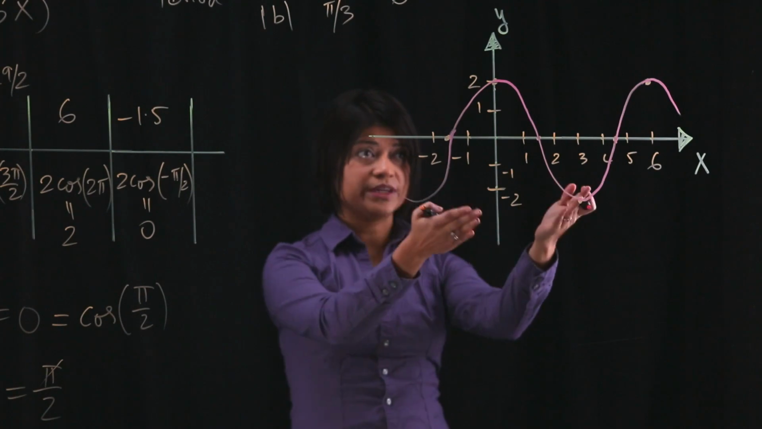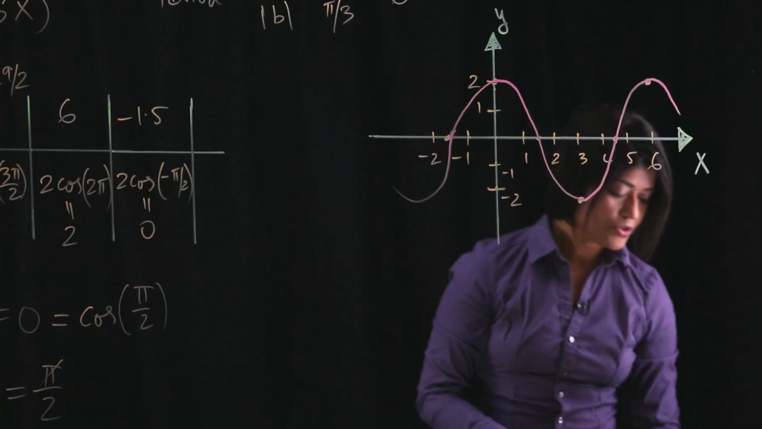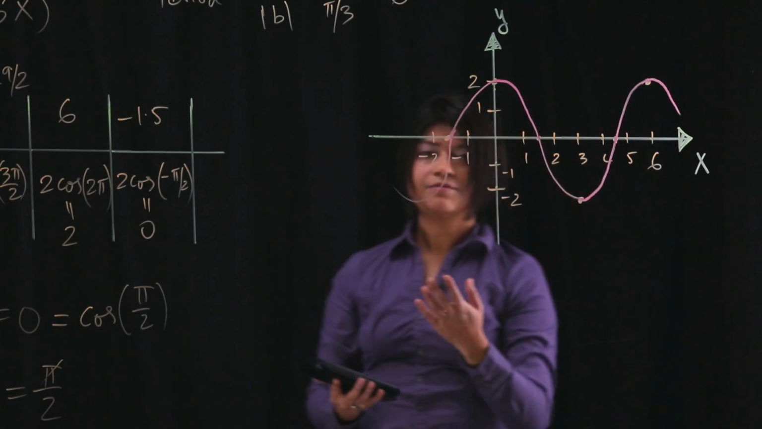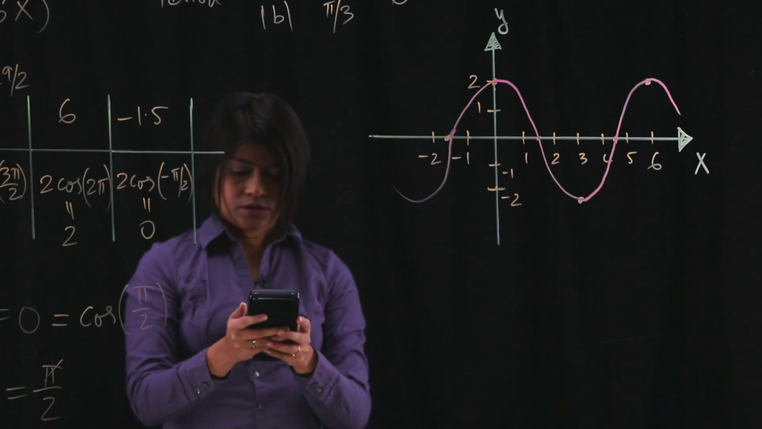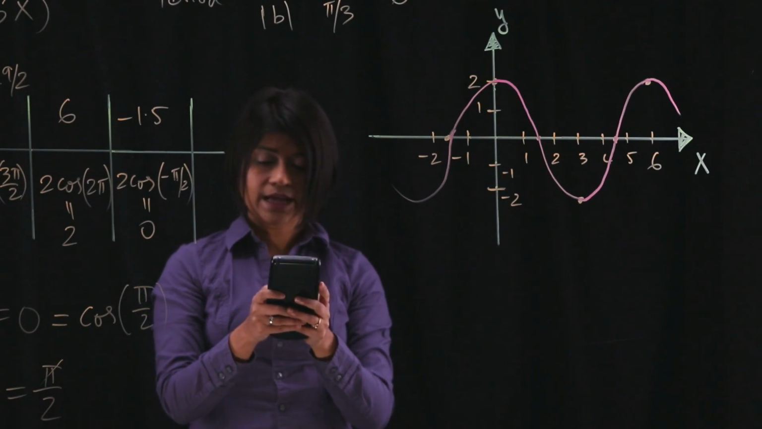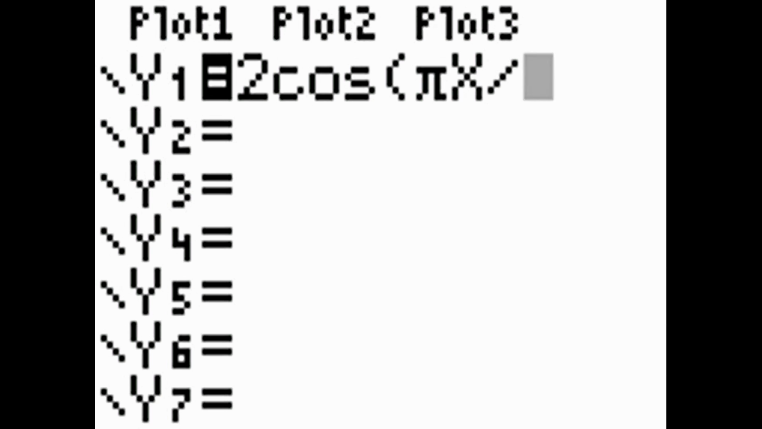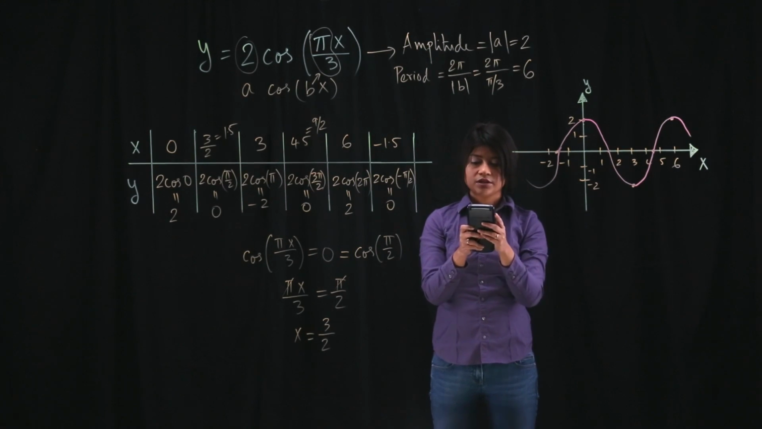Now, to check whether we have done it correctly or not, let's use a graphing utility and graph the function. So pick up any graphing utility that you have and then write down the function y equals 2 cosine of pi times x divided by 3, and then you graph it and you see it looks very similar to what we have drawn.